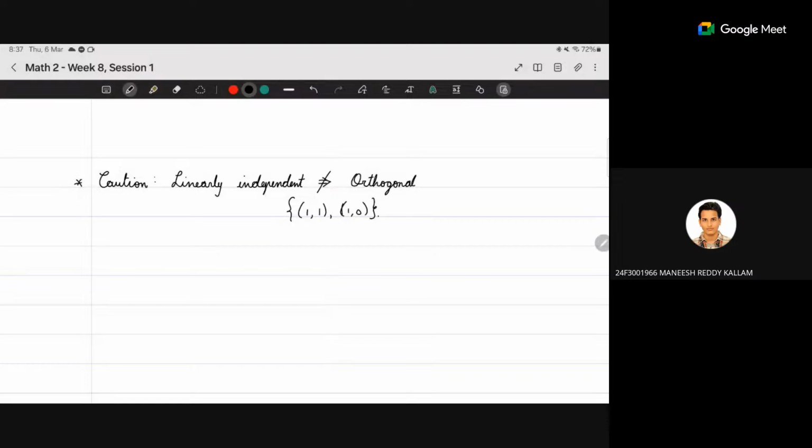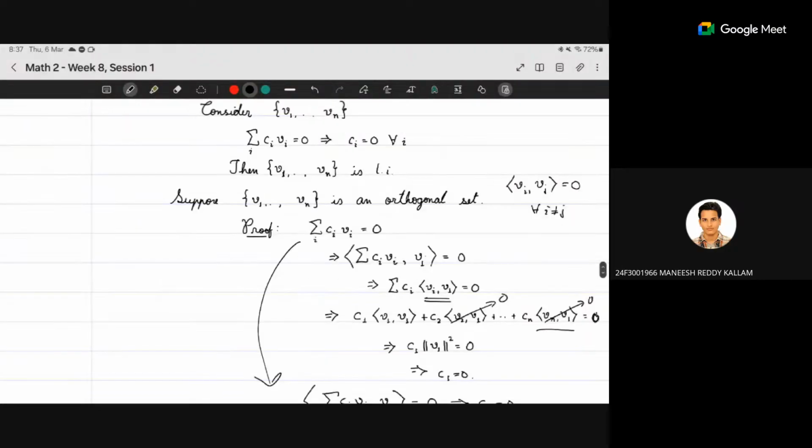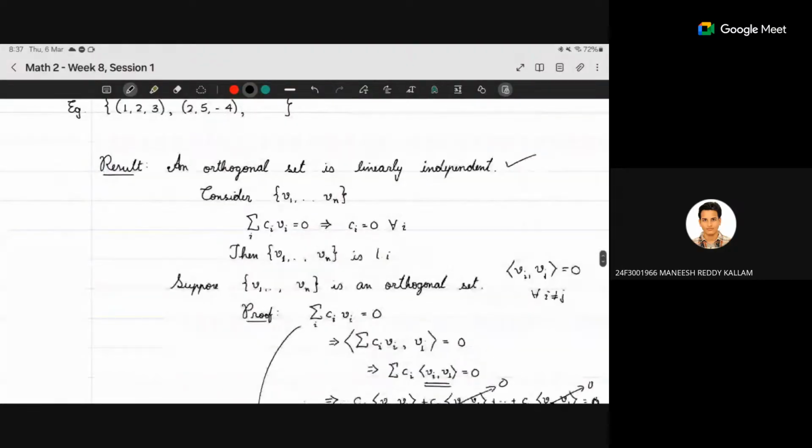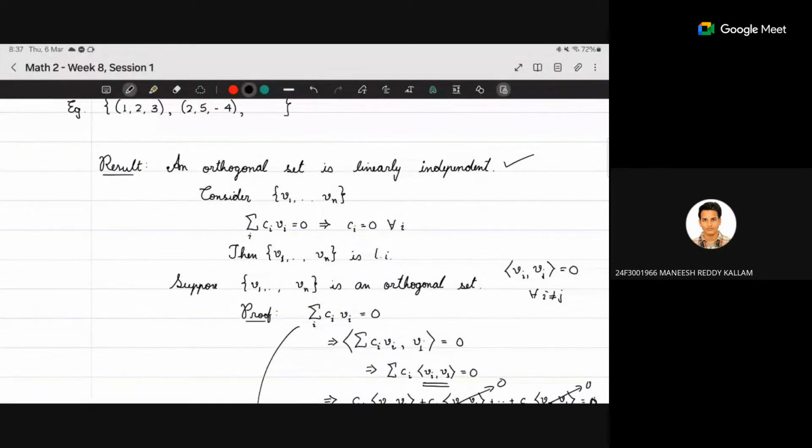Okay. So orthogonal sets are a special case of linearly independent sets. There are more conditions, as in, all orthogonal sets are linearly independent, but linearly independent sets are a bigger class, right?